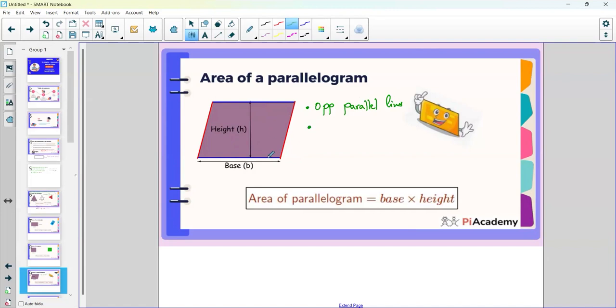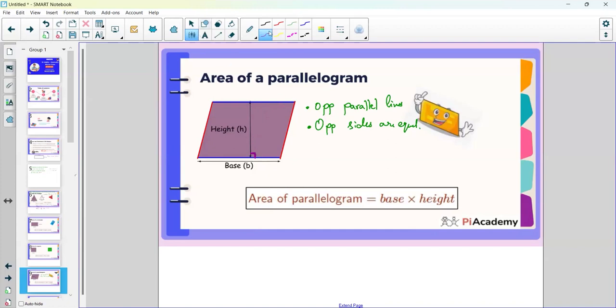What is the other thing they have? Opposite sides are equal as well. But the formula is not base multiplied by this length. Instead, if you can see, it's base multiplied by height. If you pay close attention, this height is making a right angle with the base. That should be considered as height, not the slanted or tilted line length.